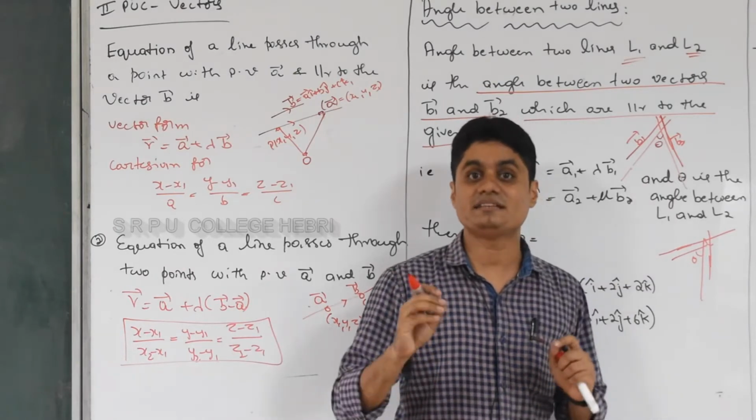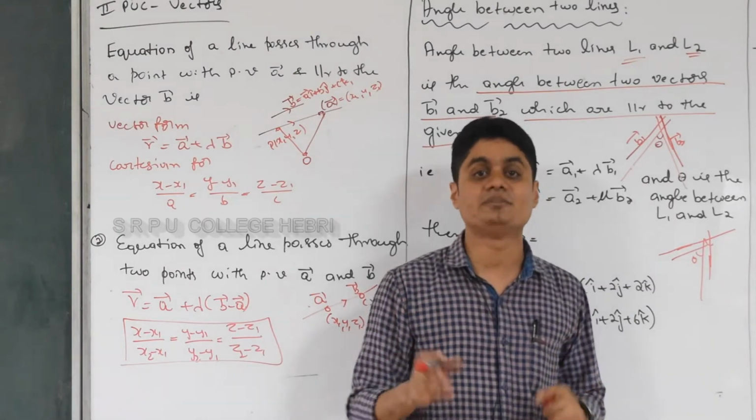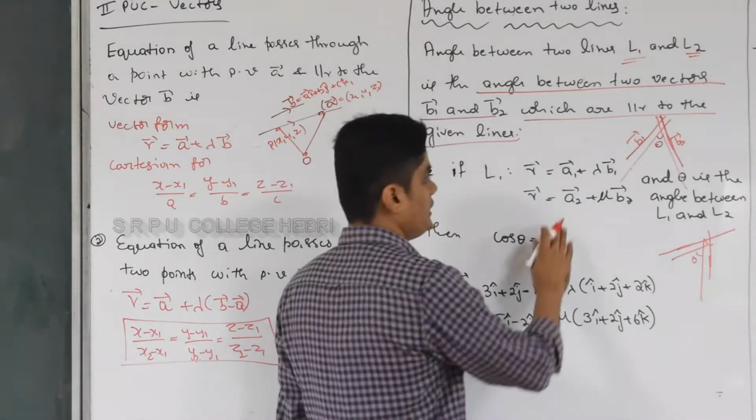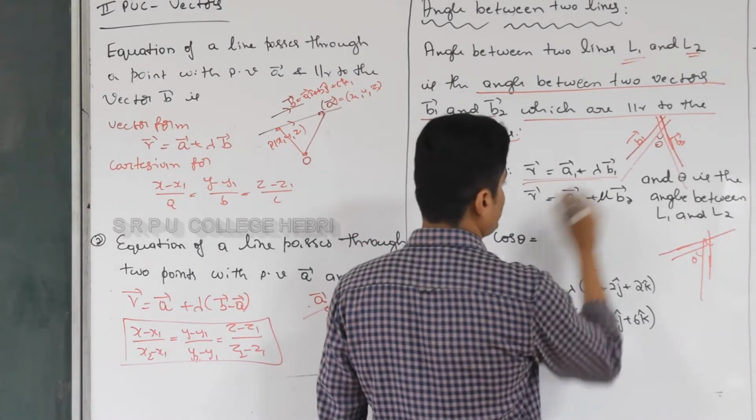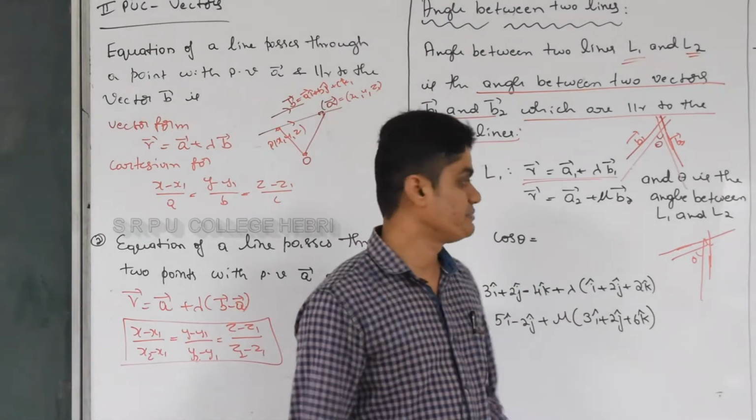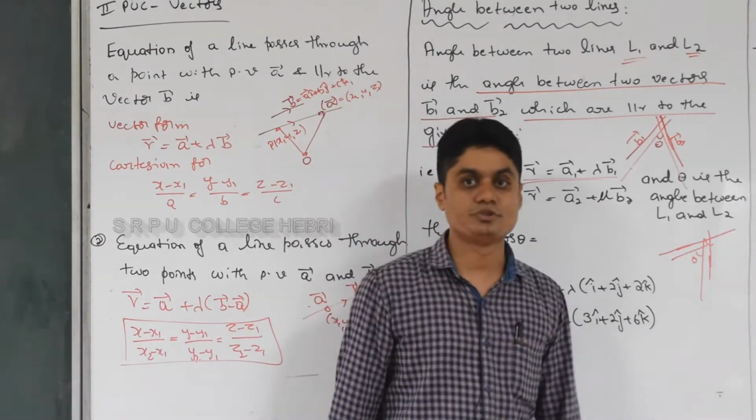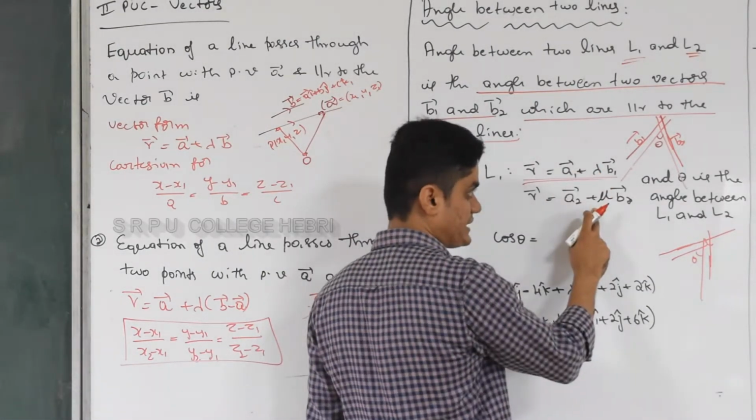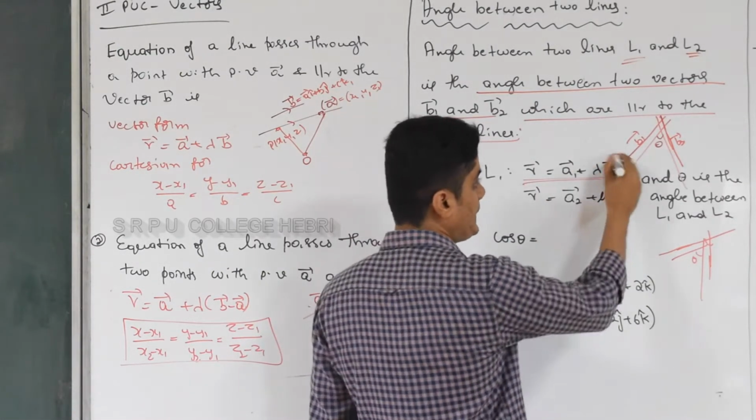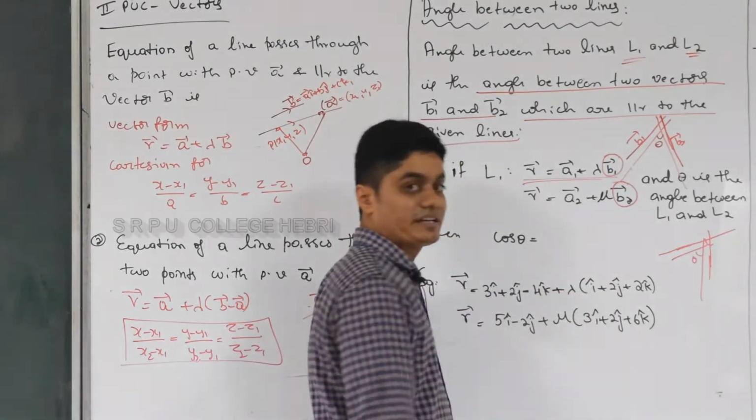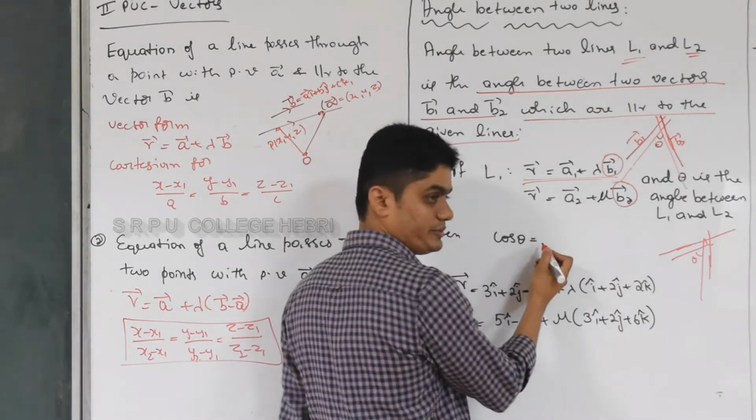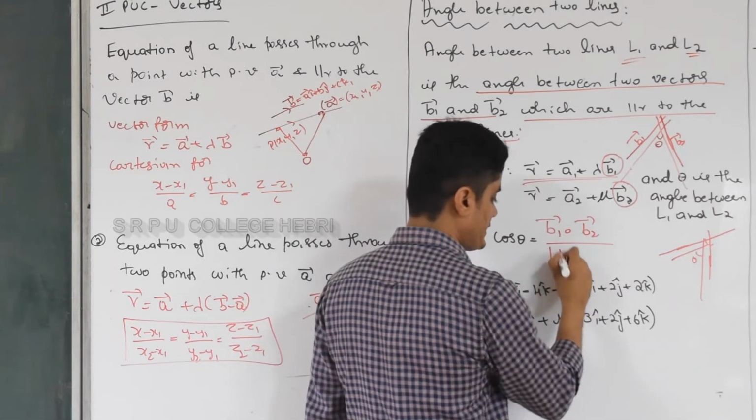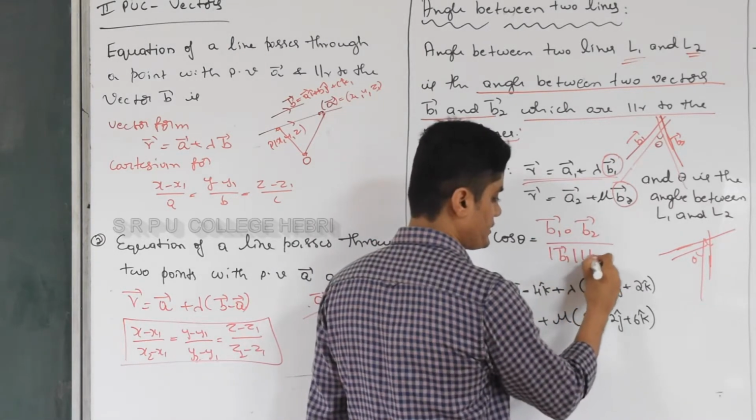The main reason is it is easy to find the angle between two vectors instead of the angle between two lines directly. So if the two lines are r is equal to vector a1 plus lambda times vector b1, and r is equal to vector a2 plus mu times b2, then the angle between these two straight lines is nothing but the angle between the two parallel vectors b1 and b2. And you know how to get the angle between two vectors. Cos theta formula: vector b1 dot vector b2 divided by magnitude of vector b1 into magnitude of vector b2.